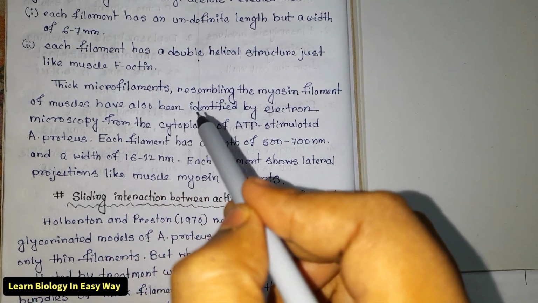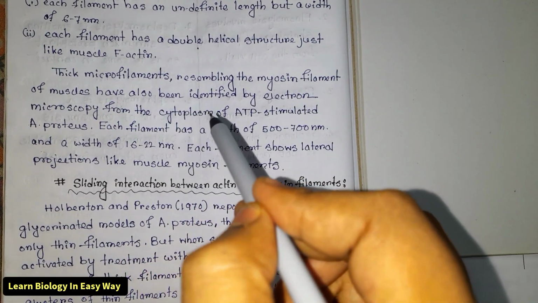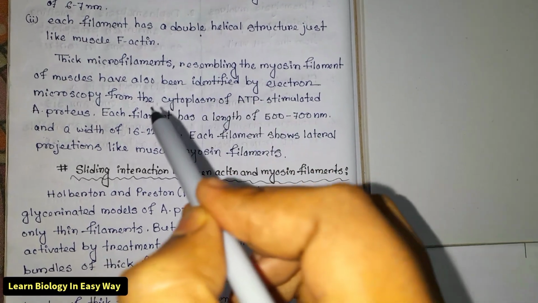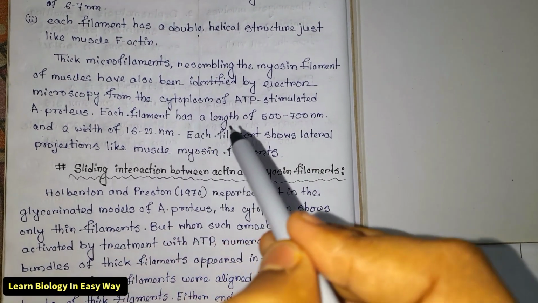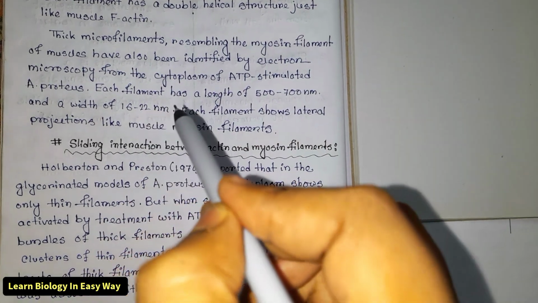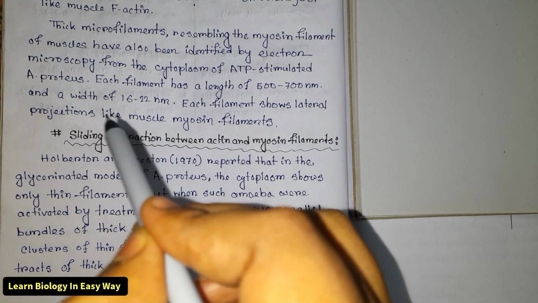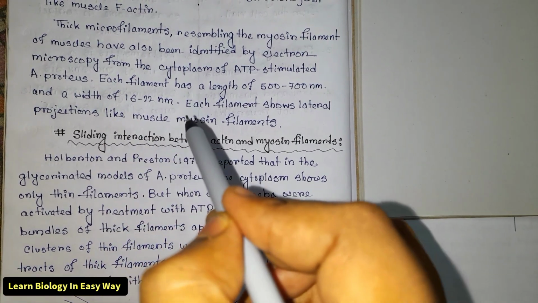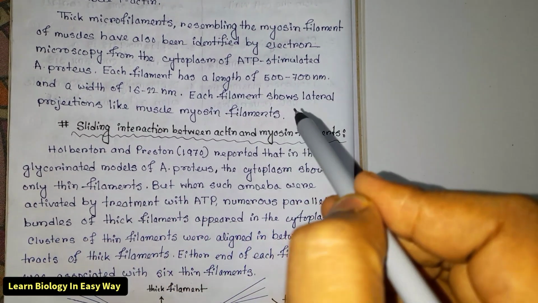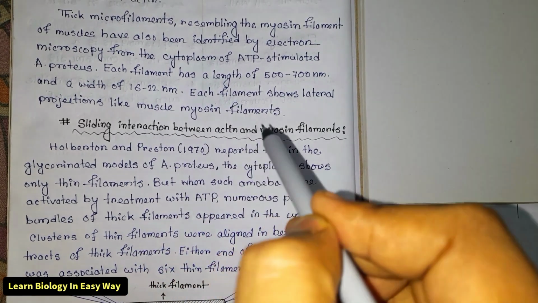Thick microfilaments resembling the myosin filament of muscles have also been identified by electron microscopy from the cytoplasm of ATP-stimulated Amoeba proteus. Each filament has a length of 500 to 700 nanometer and a width of 16 to 22 nanometer. Each filament shows lateral projections like muscle myosin filaments.